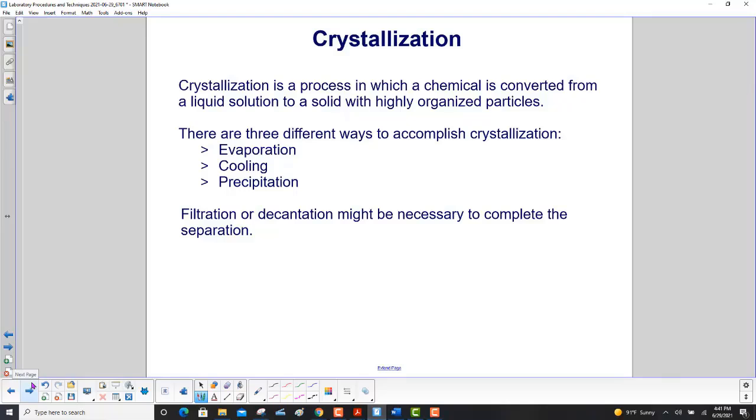Crystallization is a process in which a chemical is converted from a liquid solution to a solid with highly organized particles. There are three different ways to accomplish this: evaporation, cooling, and precipitation. Filtration or decantation might be necessary to complete the separation.